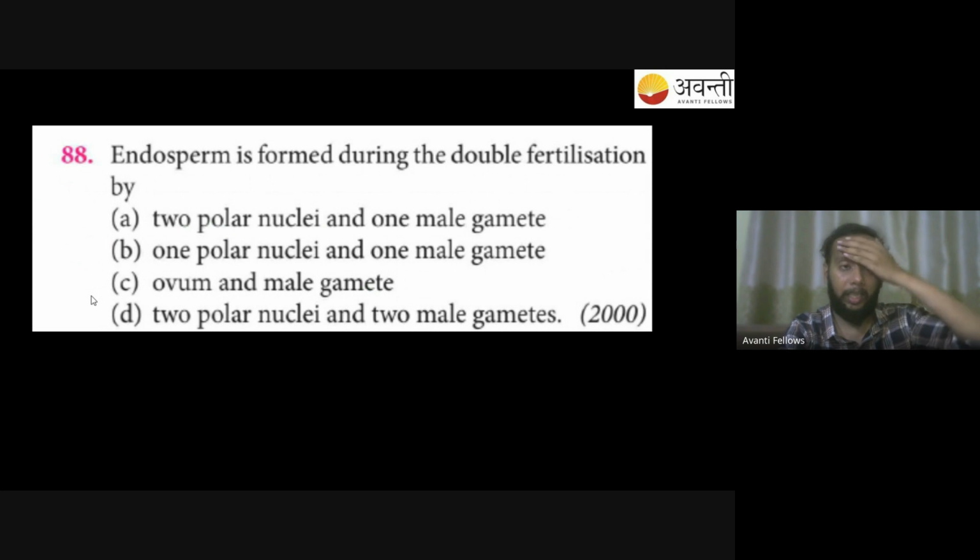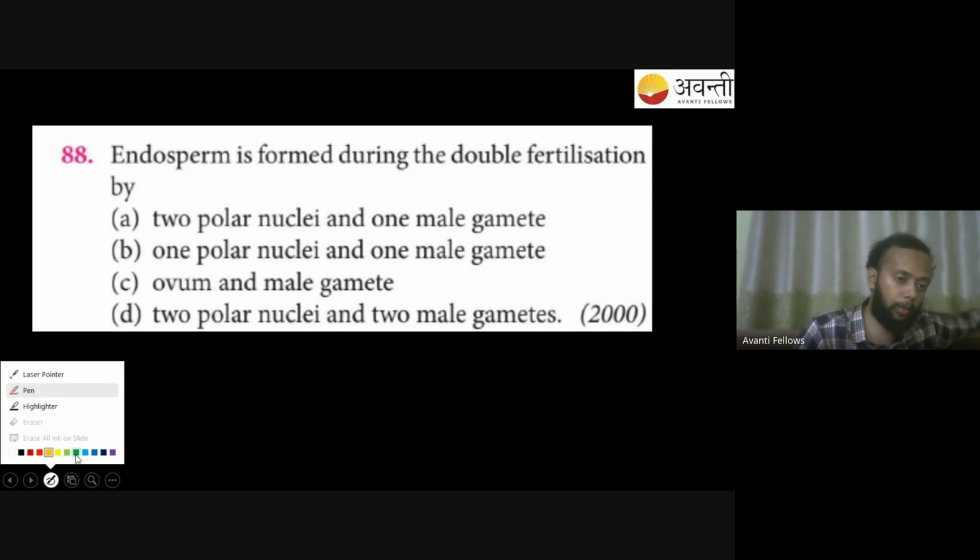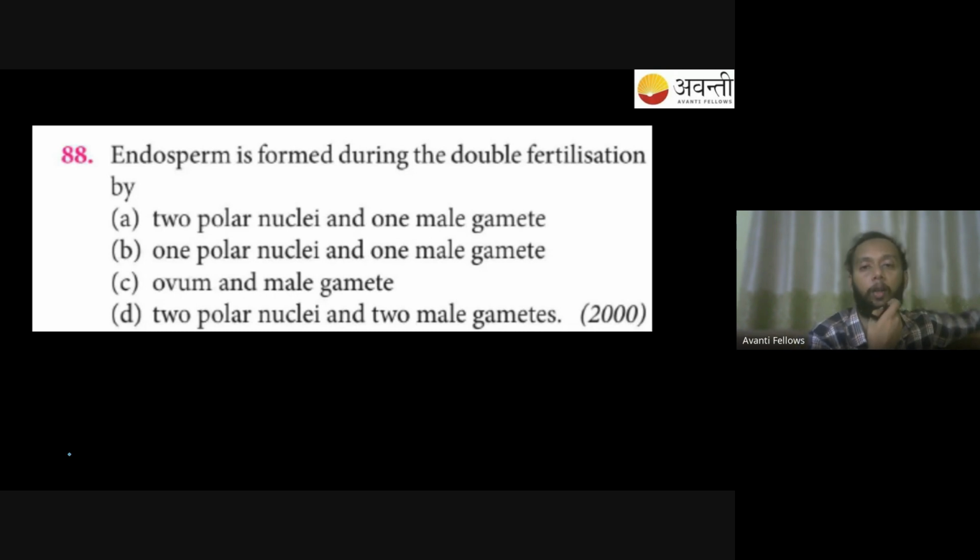Okay. Now tell me the answer for this question. Take 20 or 30 seconds, then raise your hand. Endosperm is formed during double fertilization by. All of you should raise your hand. Endosperm is formed during double fertilization by. Shikha, what happened? Misbah, tell me, what will be the answer?